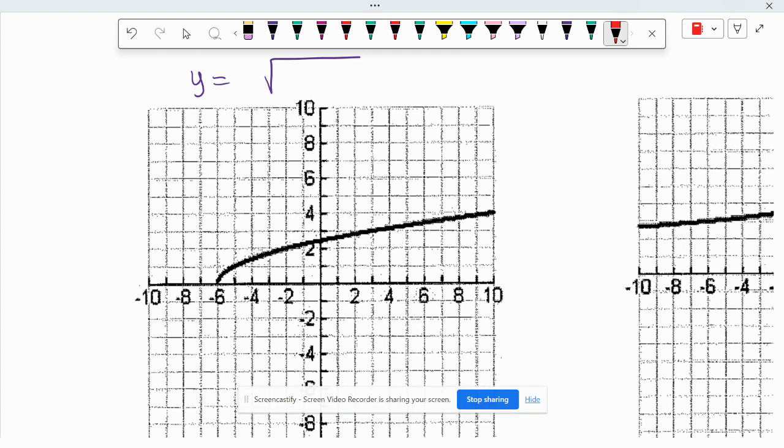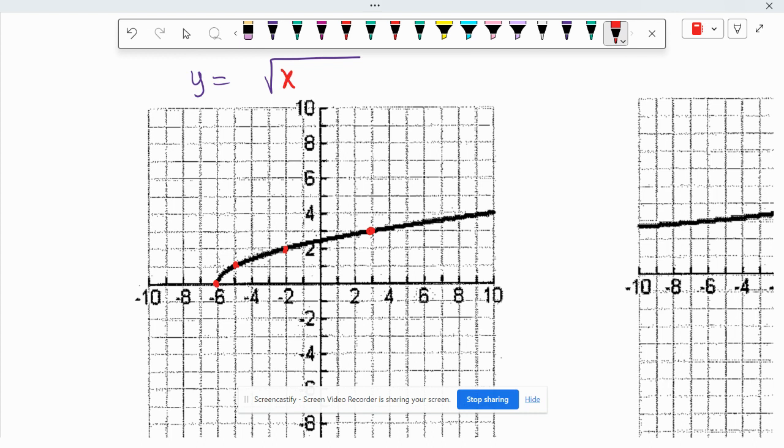Well, let's think about the square root pattern. If I go 1 to the right, I go up 1. And if I go 4 to the right, 1, 2, 3, 4, I go up 2. And if I go 9 to the right, I go up 3. So this is following the pattern. So it's the square root of x for sure. There's no multiplier on the outside, right?